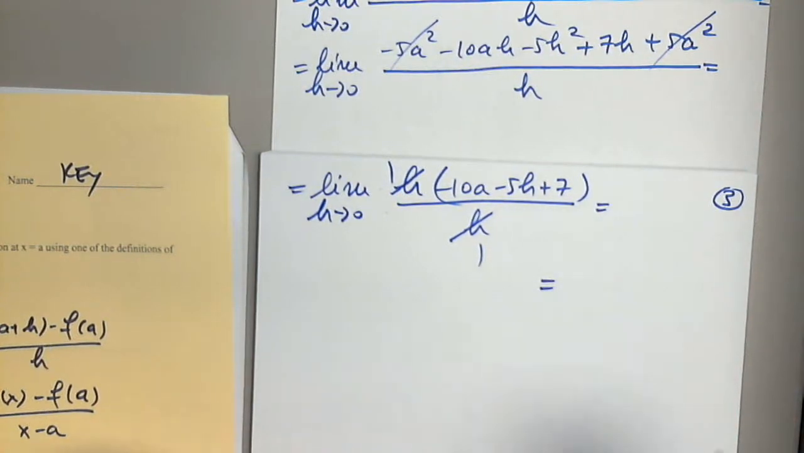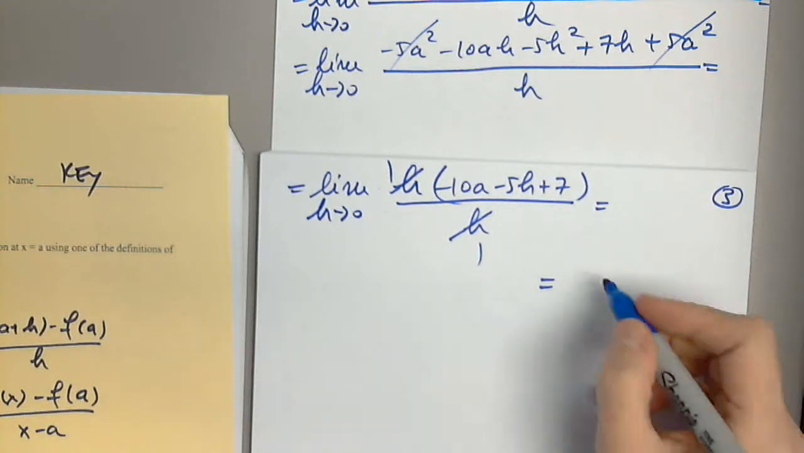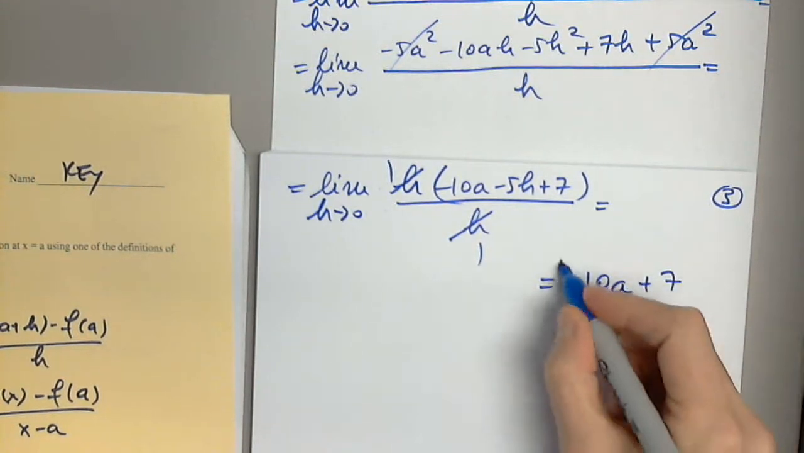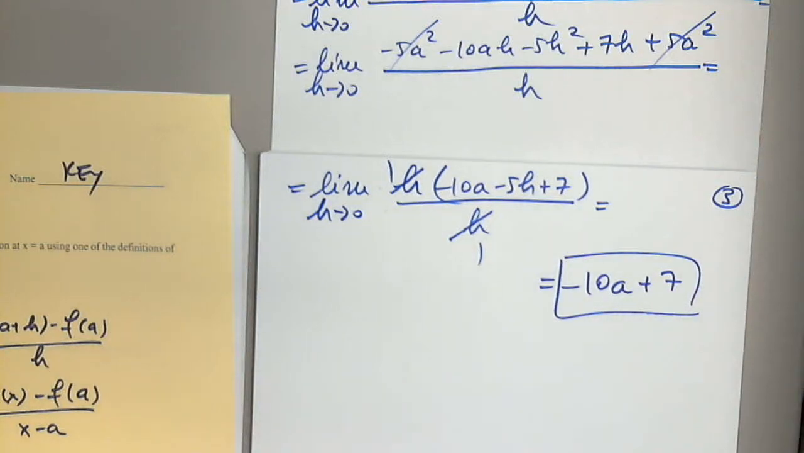And now this is the only time in the entire problem when I drop the limit operator, because I say h approaches 0. And the answer is negative 10a plus 7. This is the only time.